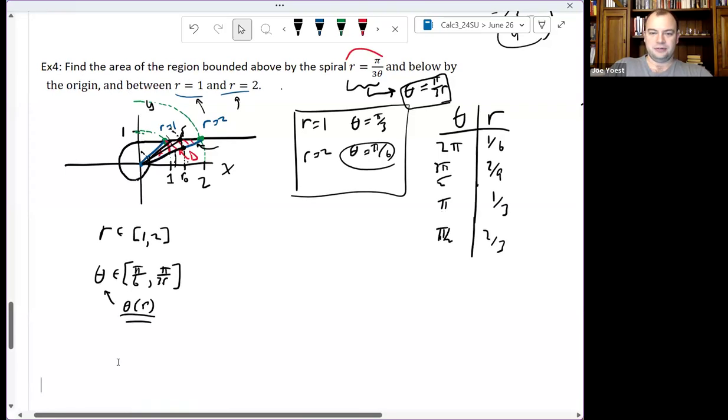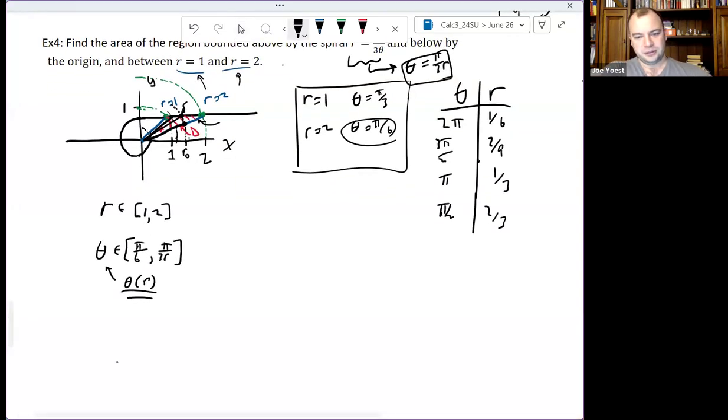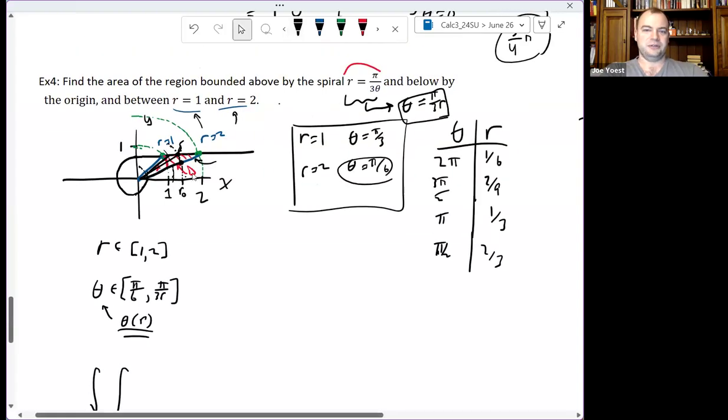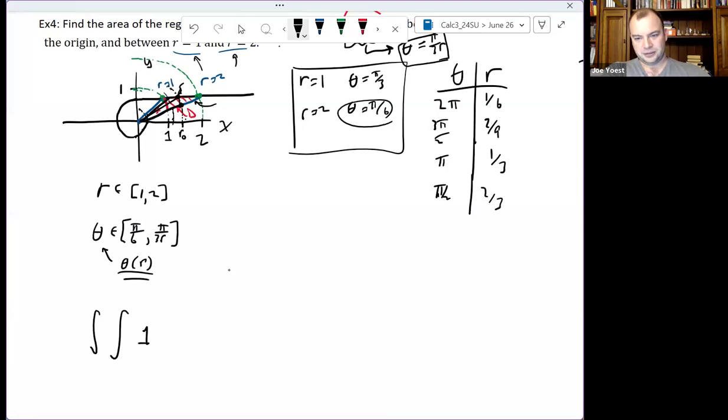Okay, now nicely enough, this was a lot of work to get set up, but now it's not that difficult to do. So from this point forward, I have my double integral. Again, I'm just looking for an area of a 2D region, so I'm just going to integrate 1. dA is just r dr d theta, as it always is. That part never changes. As long as we're in polar coordinates, that dA is always r dr d theta.